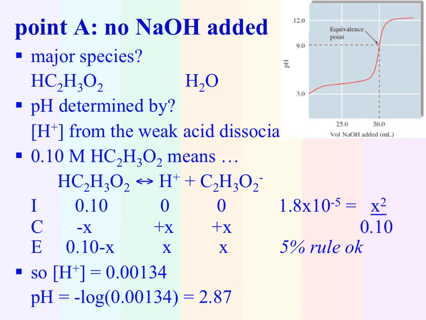Okay, so let's go ahead and do some calculations for our titration curve for this weak strong titration series. Before any NaOH has been added, we first need to figure out that pH value. So we consider the species present. Of course, we have the acetic acid present and water. Now the pH is obviously going to be determined by the H+ present in solution.